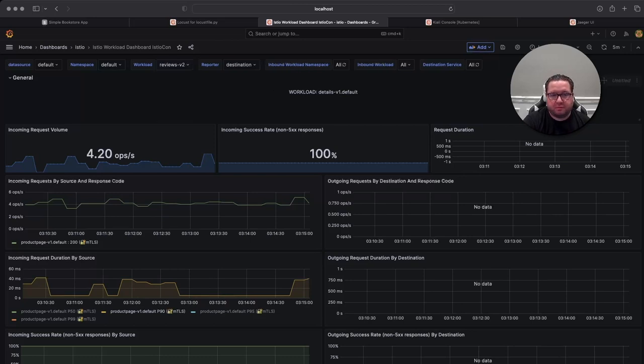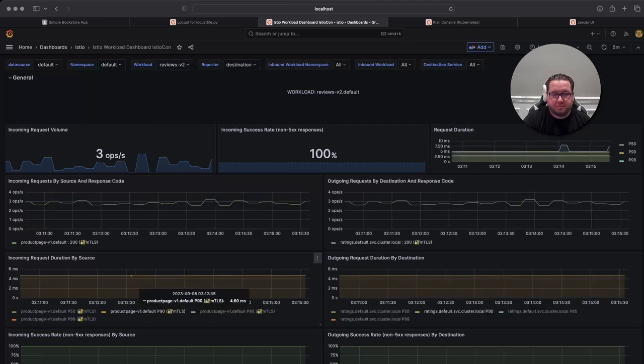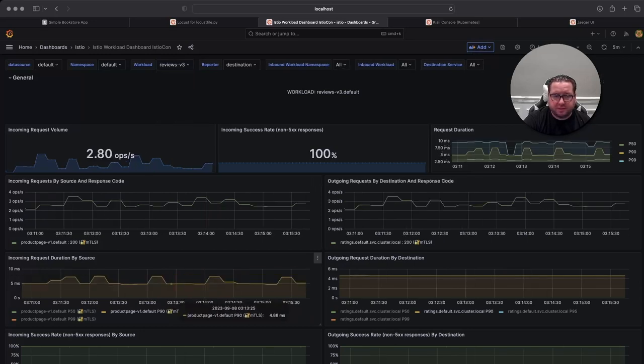If you look at reviews V2, we can see the product page is making a lot of requests. For the most part, the 90th percentile is around 4 milliseconds. But when I jump to reviews V3, I see it being a little bit more spiky. I would deem this as something that I probably need to understand, reviews V3, what changed. Is this a tolerable change?